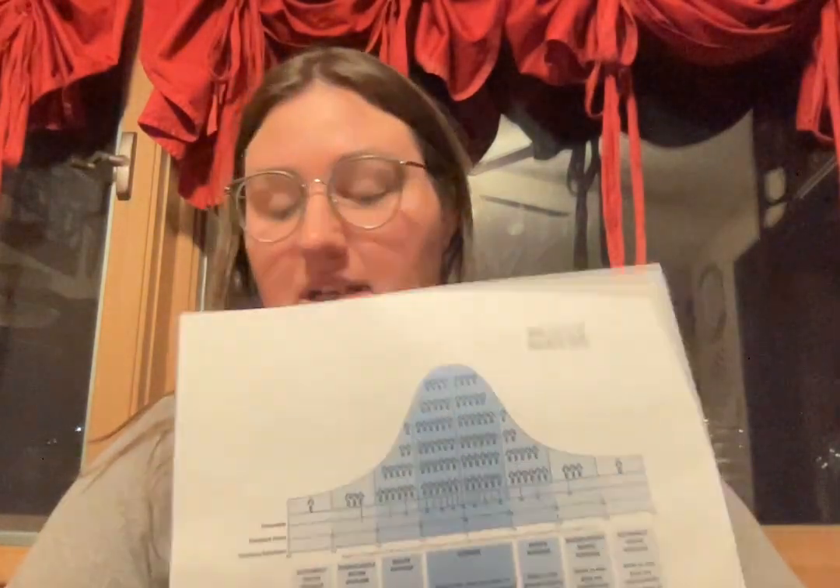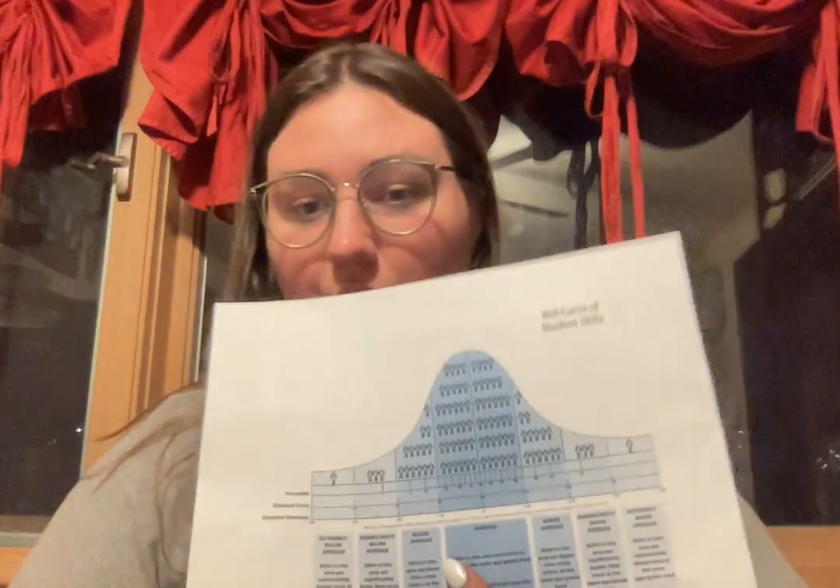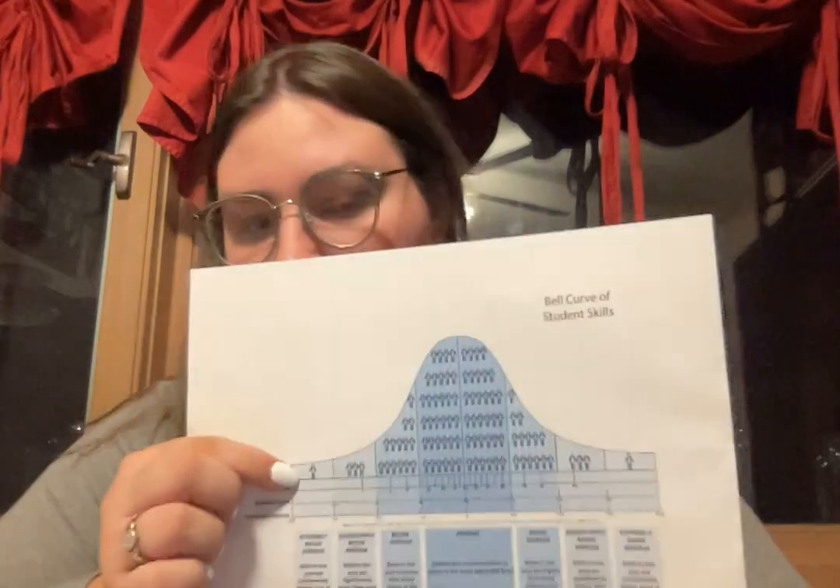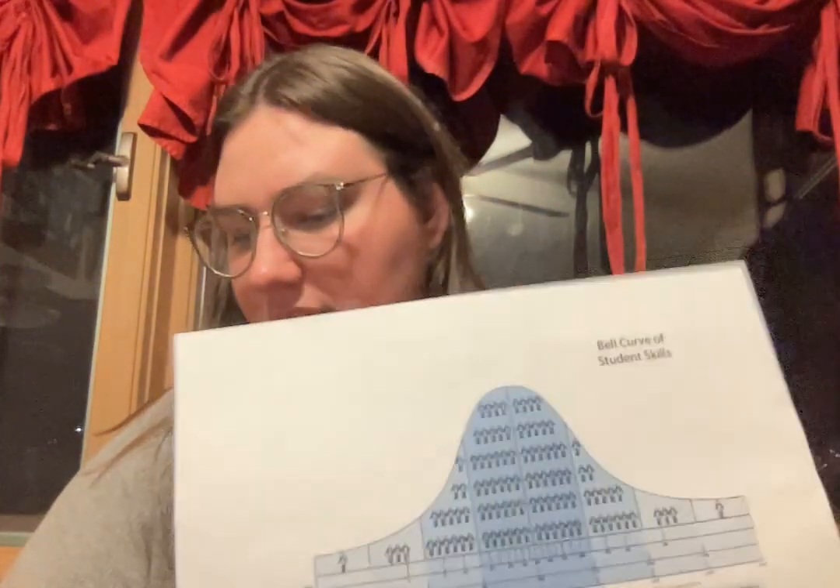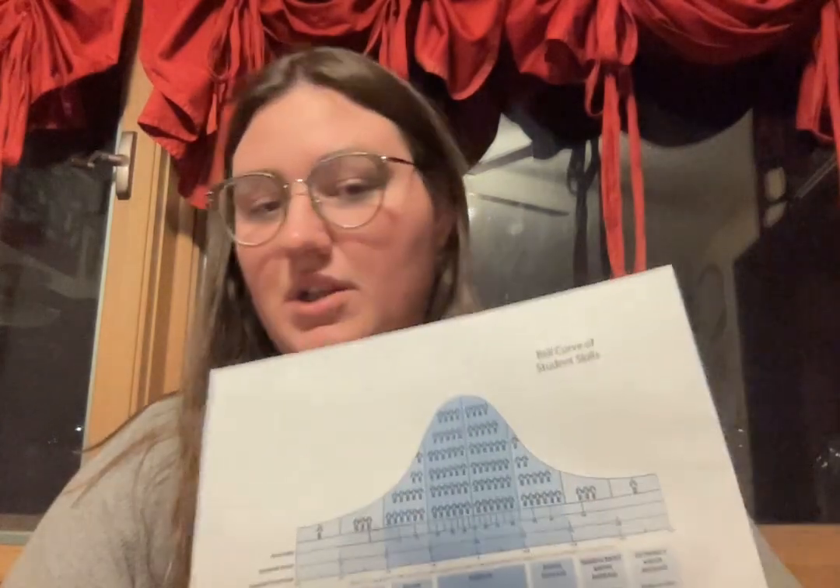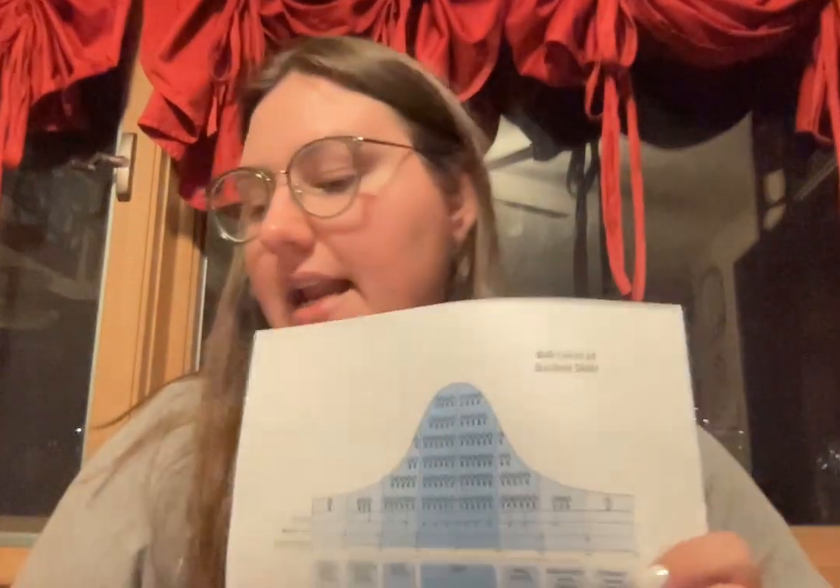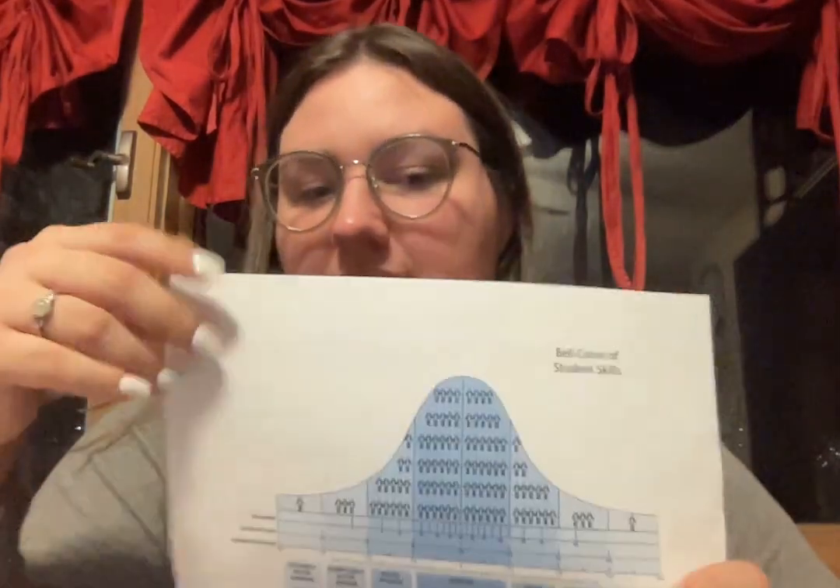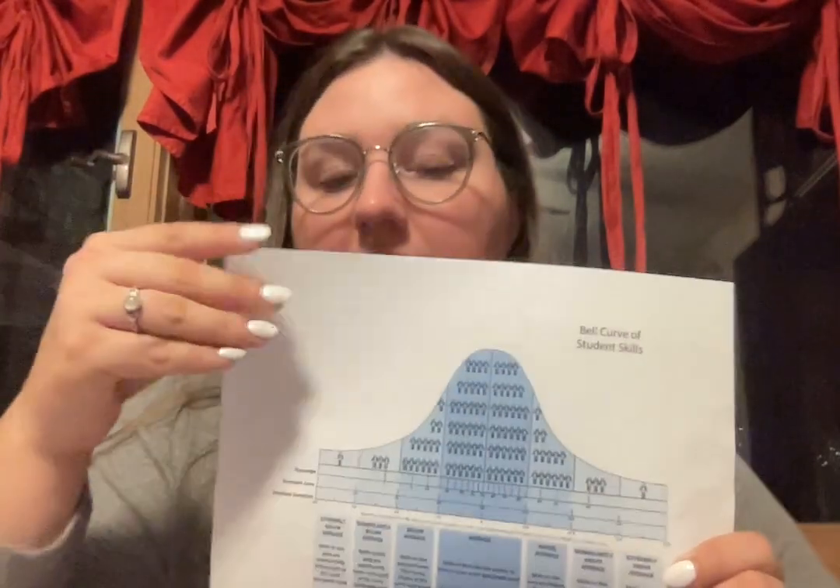Next is letter word identification, and this one is 42. So 42 will be in that same area right here, and same things apply. We would just give him more supports and more educational services. Next is the passage comprehension, and he scored low average on this one. He scored an 82, so he would be in this one, which means that we don't have to worry about his passage comprehension at the moment. He is in the average range.